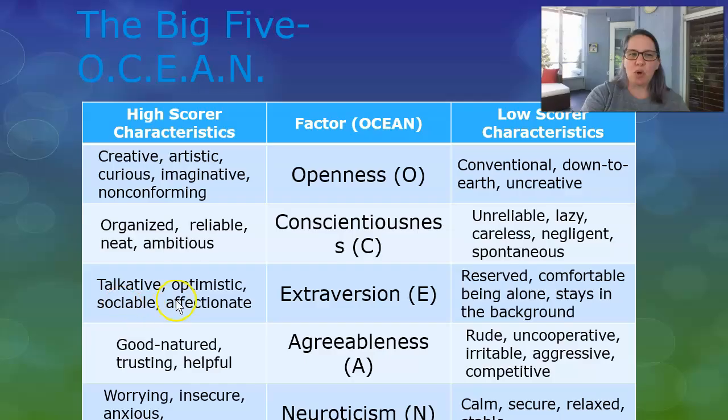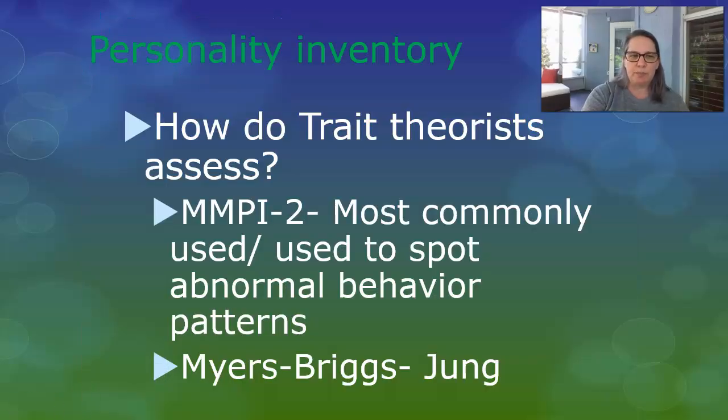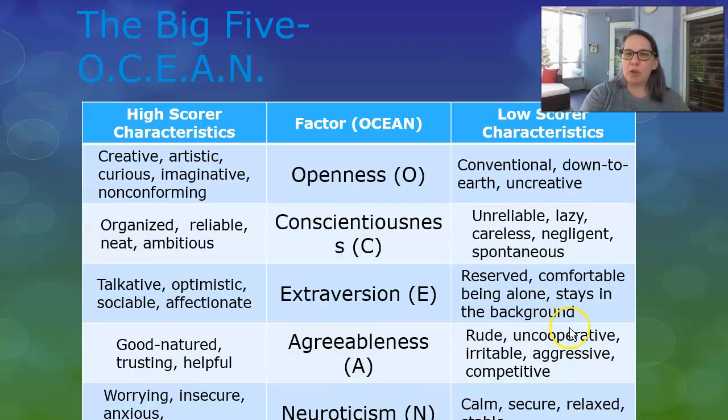Extroversion, high scores: very talkative, optimistic, sociable, affectionate. Low scores: more reserved, comfortable being alone, stays in the background. Agreeableness, high scores: good-natured, trusting, very helpful. Low scores: rude, uncooperative, irritable, aggressive, competitive. And then the last one, neuroticism, high scores: very insecure, worries a lot, very anxious, very temperamental. Low scores: calm, secure, relaxed, and stable.